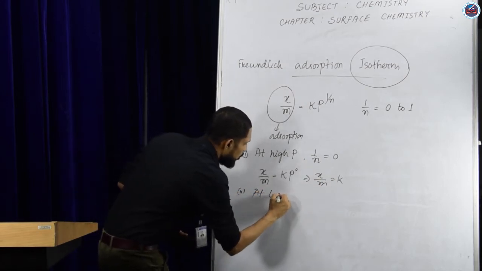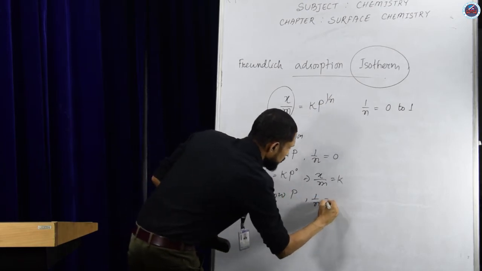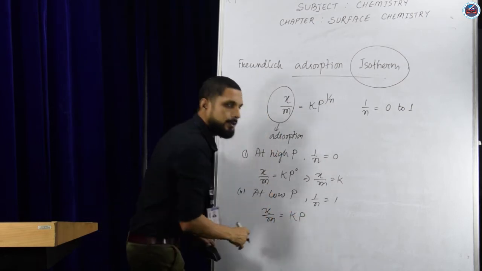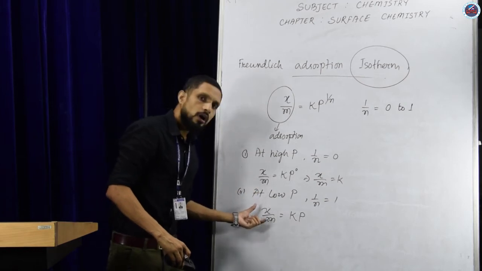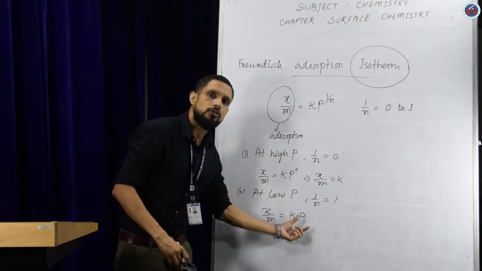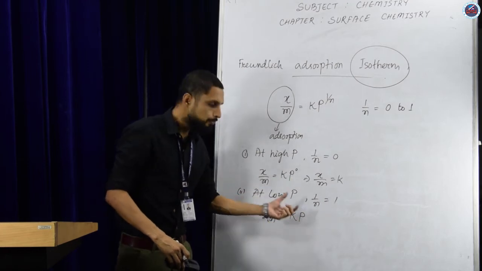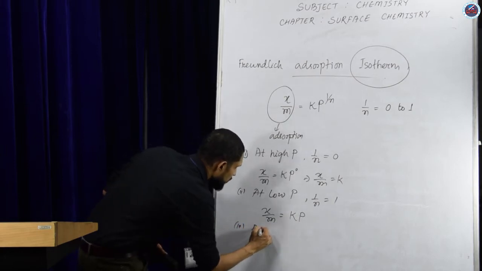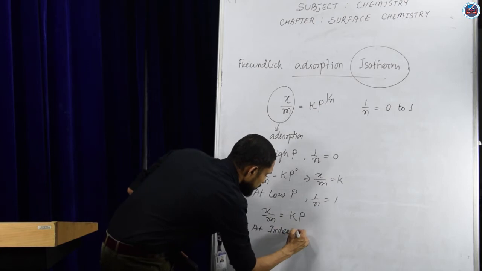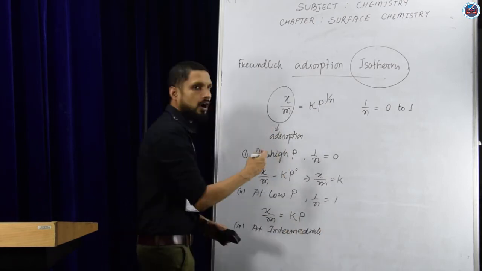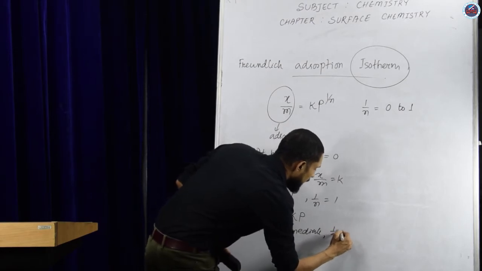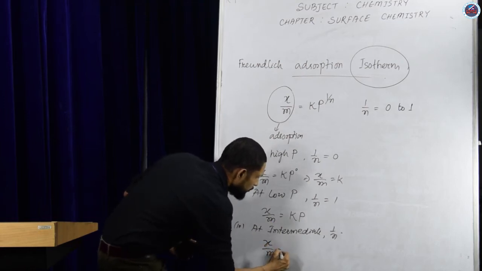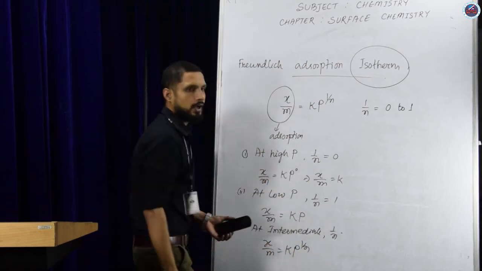At low pressure, 1 by n is equal to 1. So in that case, x by m, that is adsorption, is equal to kP. So at low pressure, adsorption is directly proportional to pressure. That means if you increase the pressure, adsorption also increases. And at intermediate pressure, that means it's neither high nor low, 1 by n ranges between 0 and 1. So x by m is equal to k P to the power 1 by n.